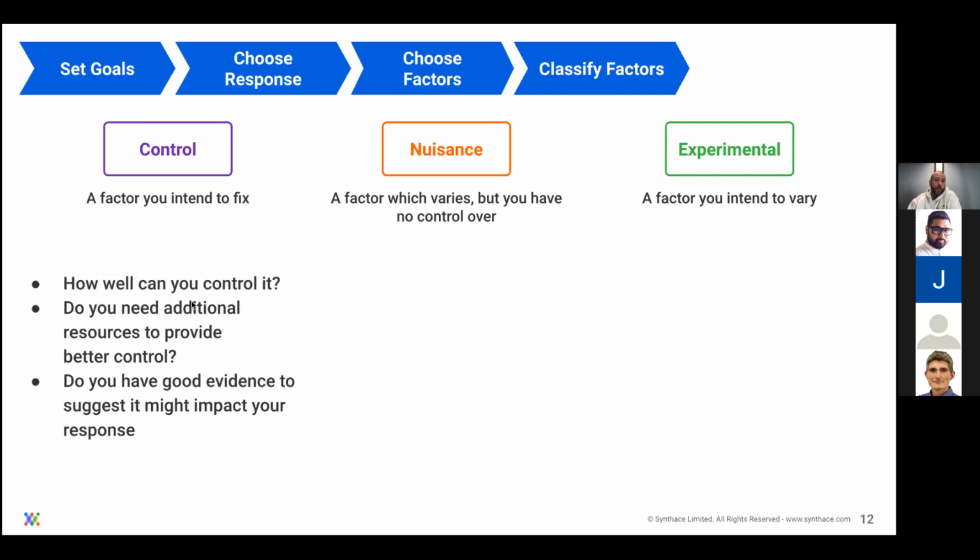And finally, with the control bucket, if you have evidence that a factor may impact your response, then you make it one you intend to vary.